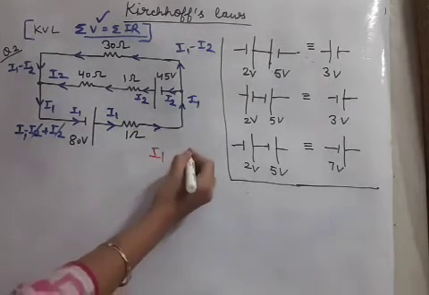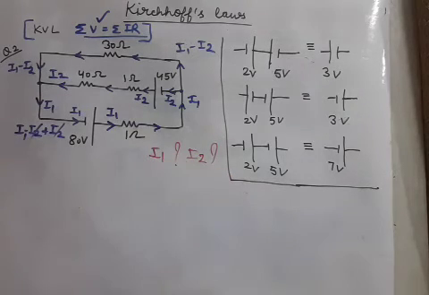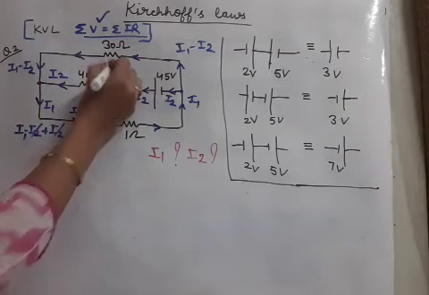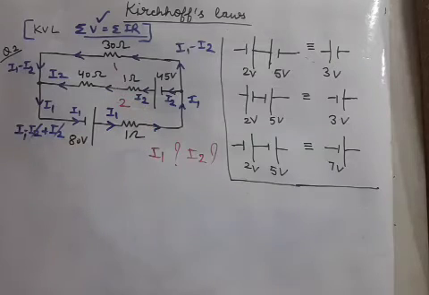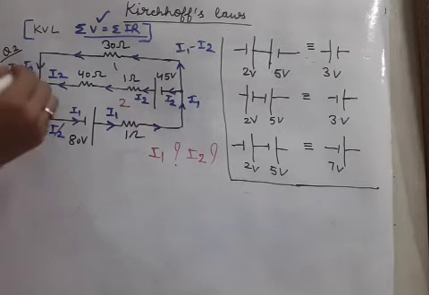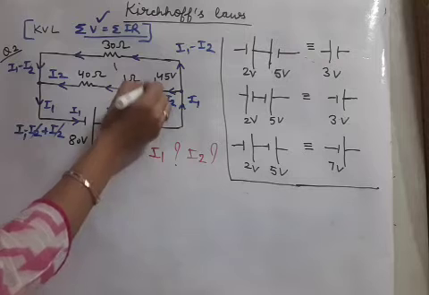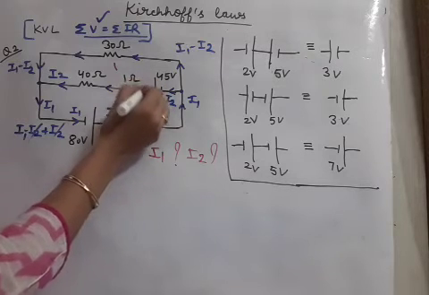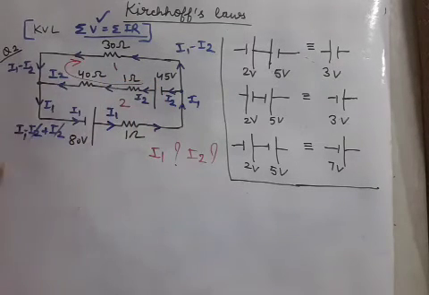And for solving I1 and I2, that means two unknowns, we need two equations. So we have to select two loops from this circuit. Suppose this upper one is loop number 1 and this lower one is loop number 2. As I have told you, for loop 1, from the positive of the battery, one direction of the current will be selected. This will help us. I will tell you how.